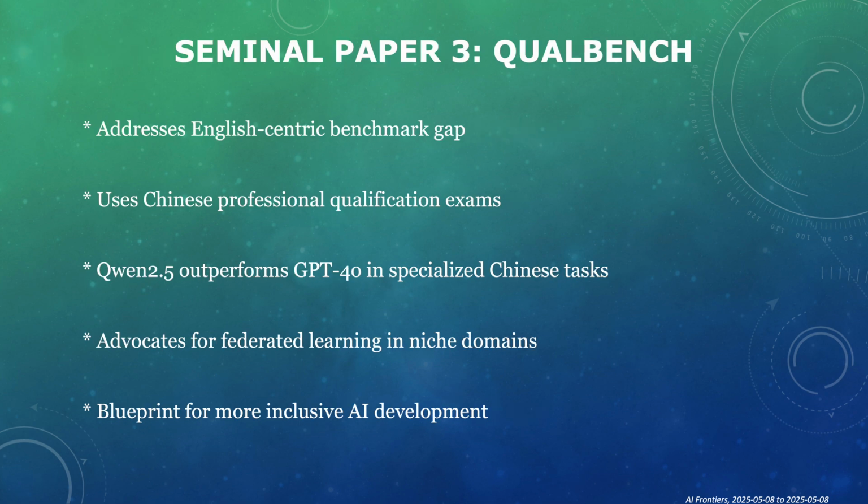The QualBench study by Hong and collaborators addresses a critical gap in AI evaluation by creating Chinese language benchmarks based on professional qualification exams. Surprisingly, the Qwen 2.5 model outperforms GPT-4o on these specialized Chinese tasks, highlighting the importance of localized training data. The paper advocates for federated learning approaches to overcome data scarcity in niche domains, providing a blueprint for more inclusive AI development that moves beyond English-centric evaluation paradigms.